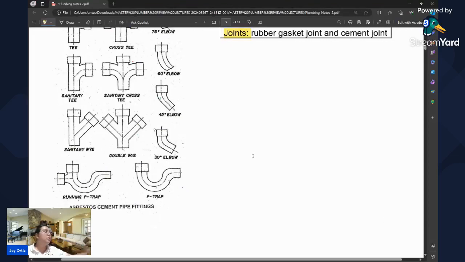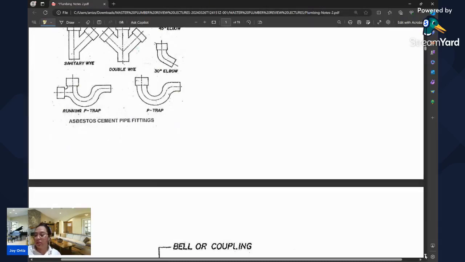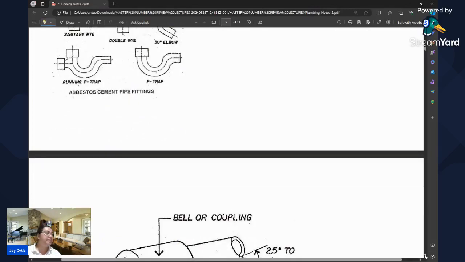Pinasok na. Nandun na sa loob. Sanitary Y and double Y. Yan, yung pagkakaiba niya. And this is 30. Meron din tayong 30 degree elbow. Then we have also the running P trap. Yan, ito running P trap. And this is P trap. So asbestos cement pipe fittings po ulit. So ayan po yung mga designs ng asbestos cement pipe.